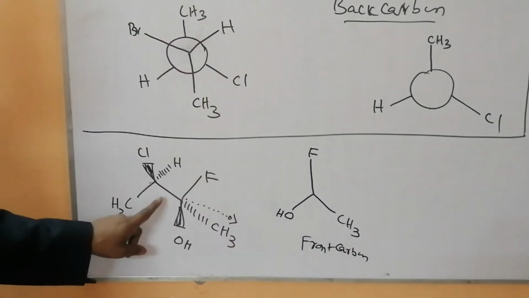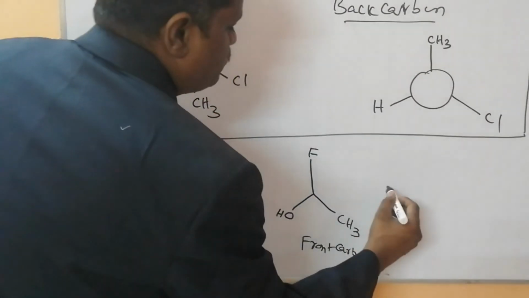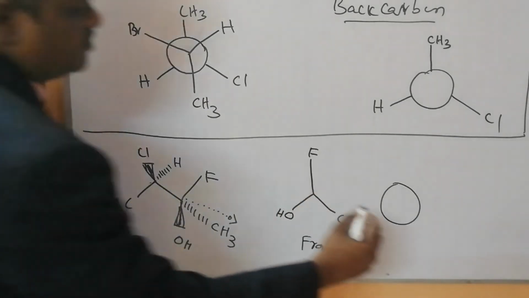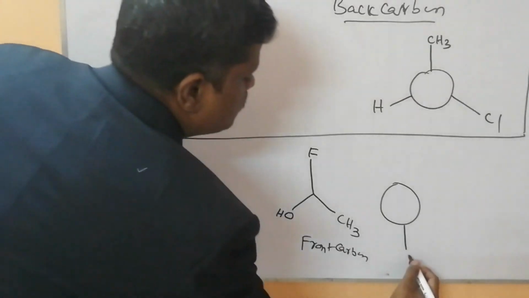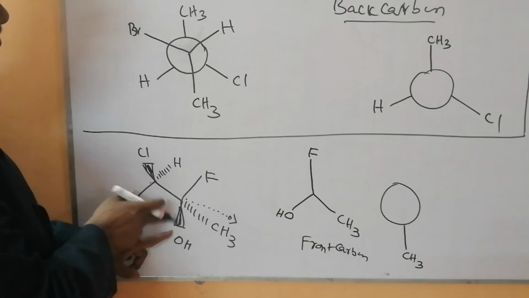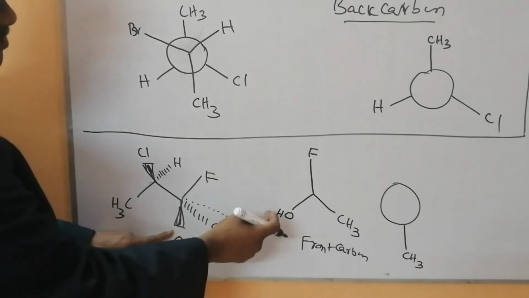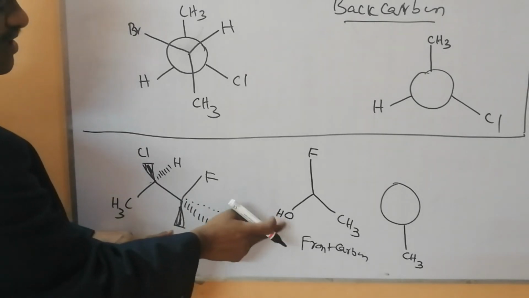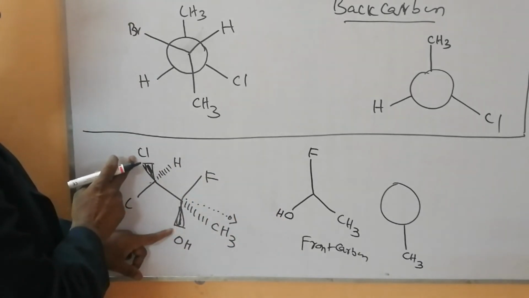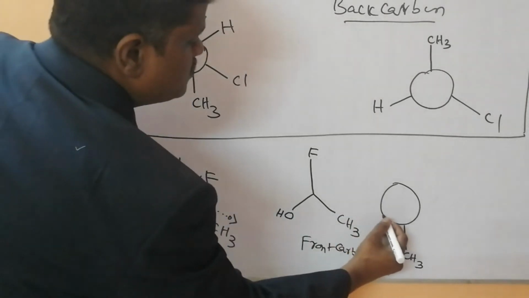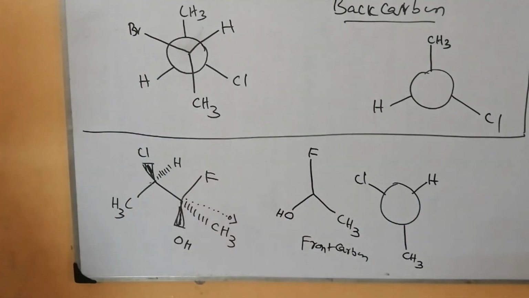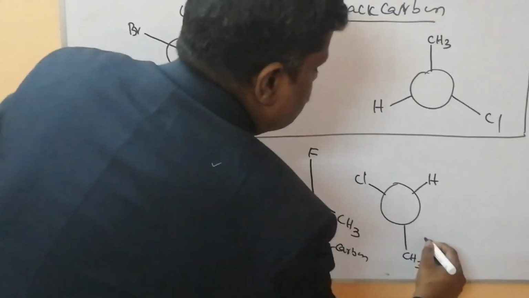For the back carbon, it should always be represented in the form of a circle in this view. So this methyl is coming down, so this is methyl. As I told you, you see here this OH and Cl are on the same side. That means here I put it on the left-hand side, so I should keep the chlorine also on the left-hand side. I am keeping it on the left-hand side, and this hydrogen is okay. So this is your back carbon.